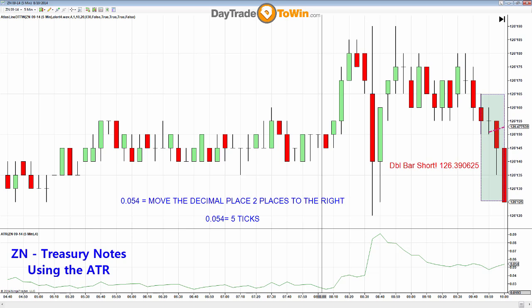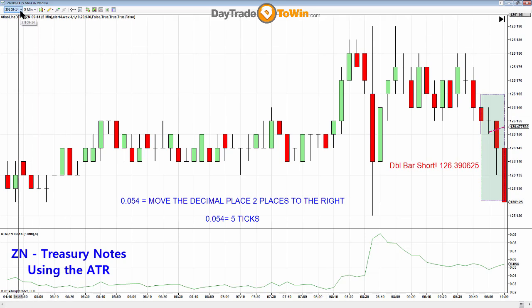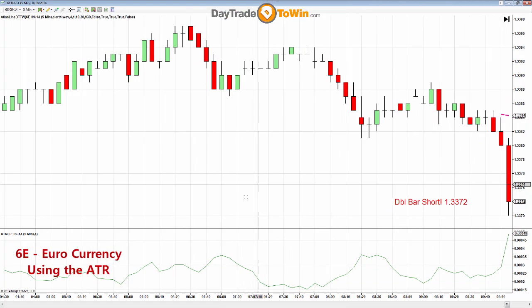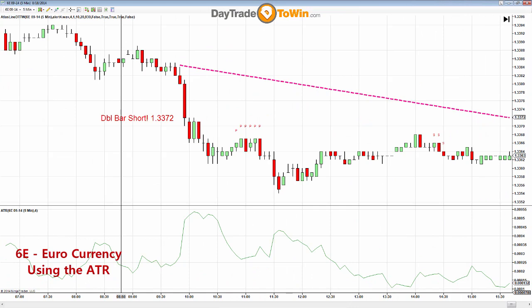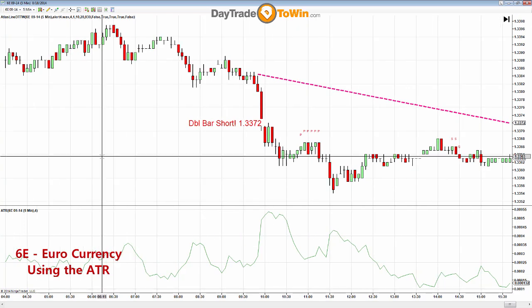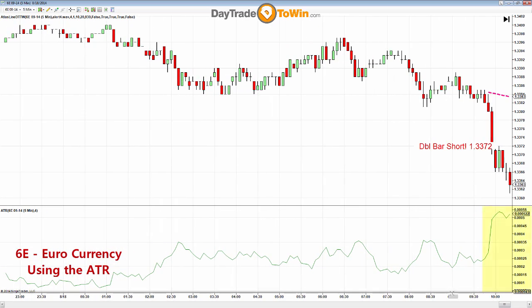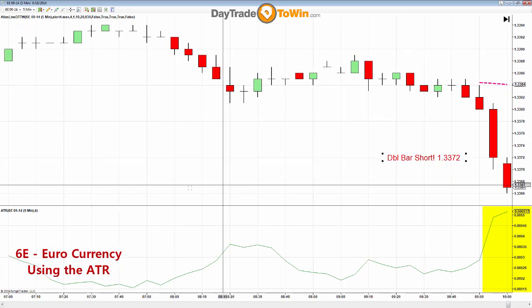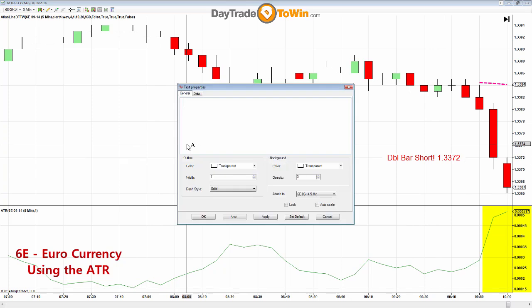The other market that a lot of traders ask me about are currencies. So if I look at currencies, a currency such as the euro. All right, let's take a look at a currency like the euro. I have the euro currency up. And the currencies work a little bit differently, because instead of moving the decimal place, we're looking at the tick here on this short trade here at 1.3372.